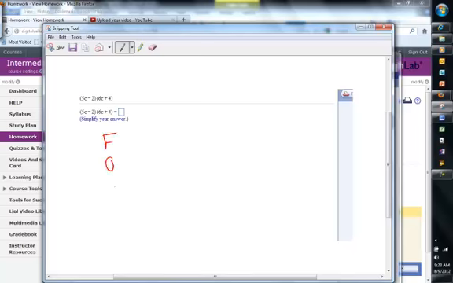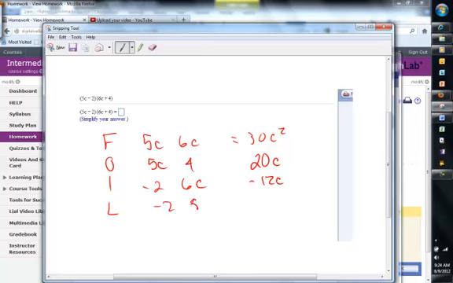So we'll FOIL it, and we get 5c times 6c is 30c squared. 5c times 4 is 20c. Negative 2 times 6c is negative 12c. And negative 2 times 4 is negative 8. Combine these two, we get 30c squared plus 8c minus 8.